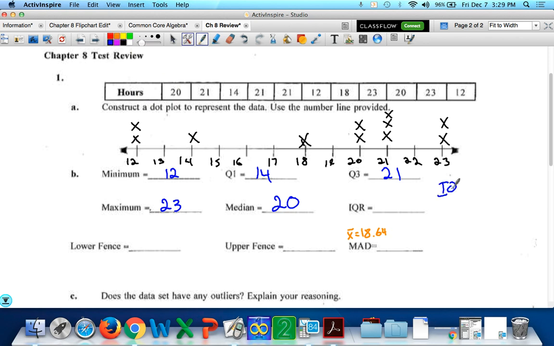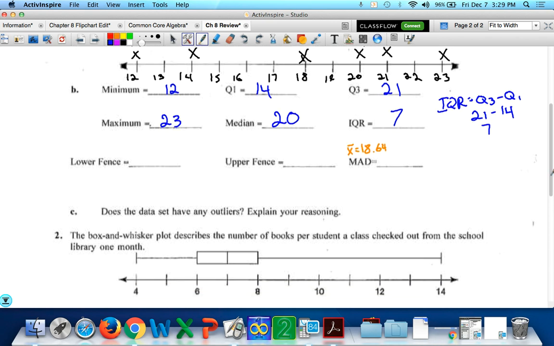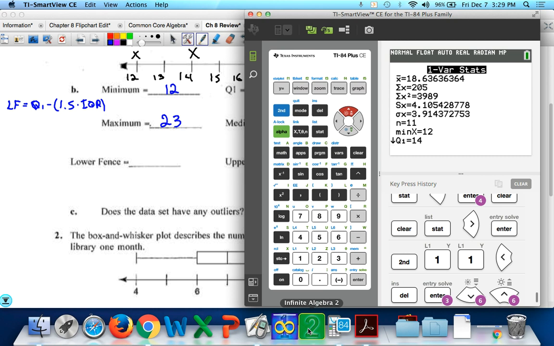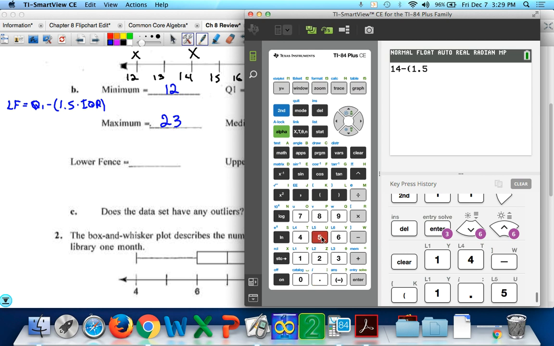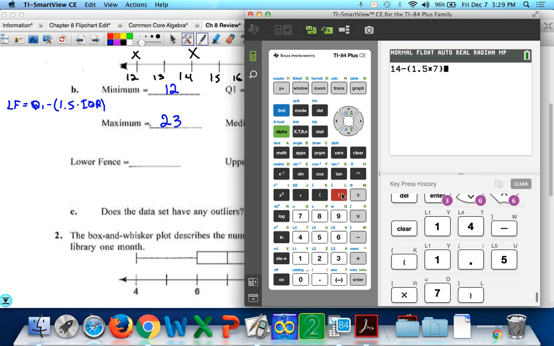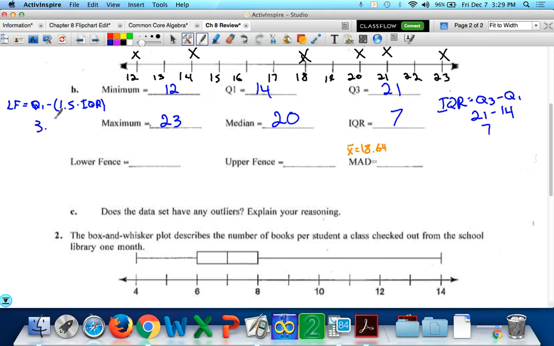IQR is Q3 minus Q1, which is 21 minus 14, which is 7. Upper fence and lower fence. That was where we needed Q1 and Q3. My lower fence is Q1 minus 1.5 times IQR. We put all that in the calculator. Q1 was 14 minus 1.5 times my IQR, which was 7. And I get that my lower fence is 3.5.